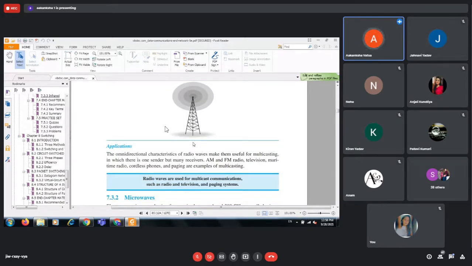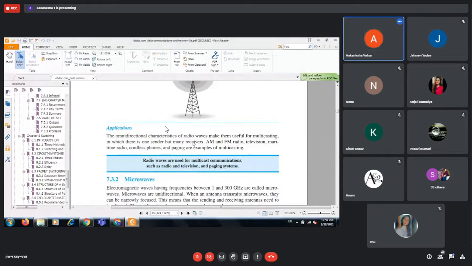So any receiver, that's not only directed for you. That is for every user who can tune into that particular frequency. So they are radio waves, and they are basically used for multicast or broadcast communication, such as radio, television, and paging systems.